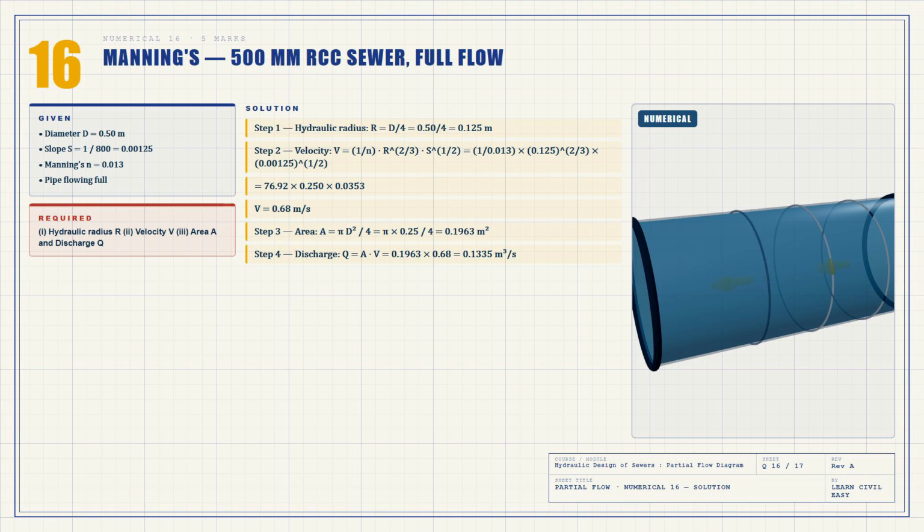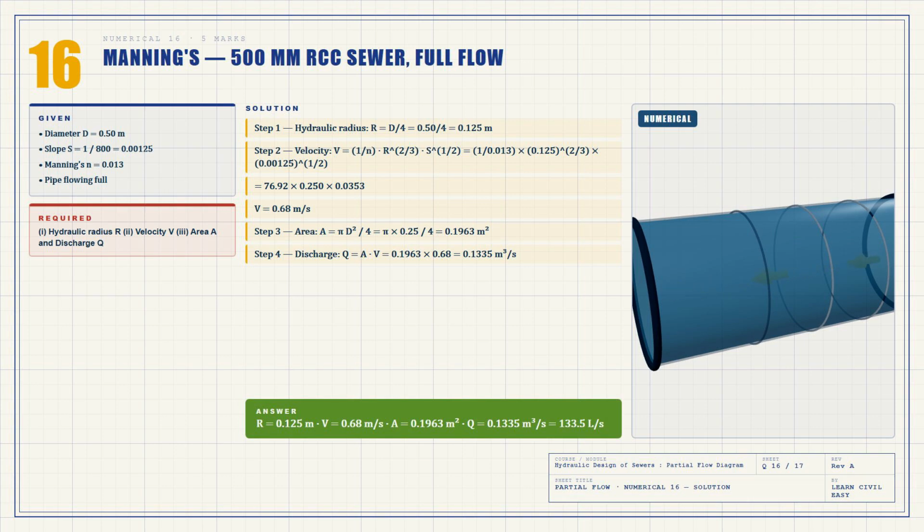Now 0.125 to the power 2/3 equals 0.250. 0.00125 to the power 1/2 equals 0.0353. So V equals 76.92 times 0.250 times 0.0353, which equals 0.68 meters per second. Step 3. Area equals pi times 0.5 squared divided by 4 equals 0.1963 square meters. Step 4. Discharge Q equals AV equals 0.1963 times 0.688 equals 0.133 cubic meters per second, or 133.5 liters per second.